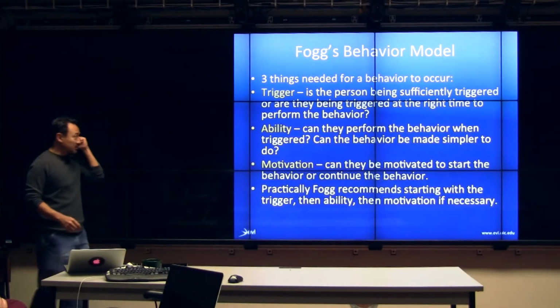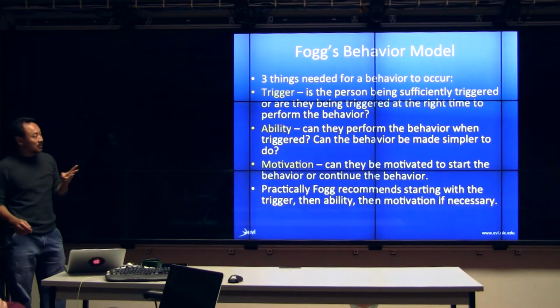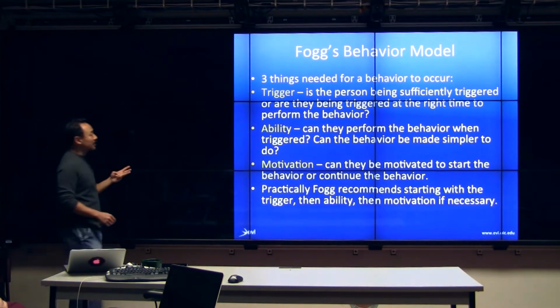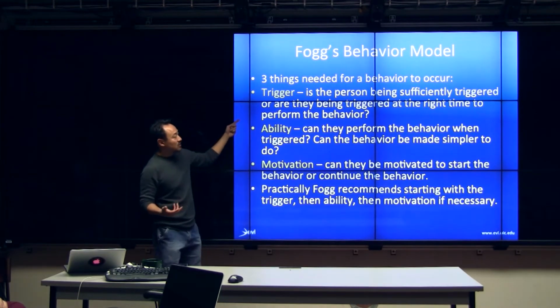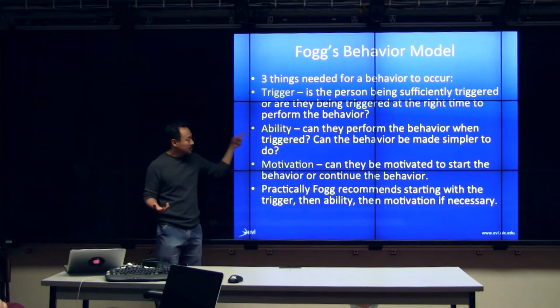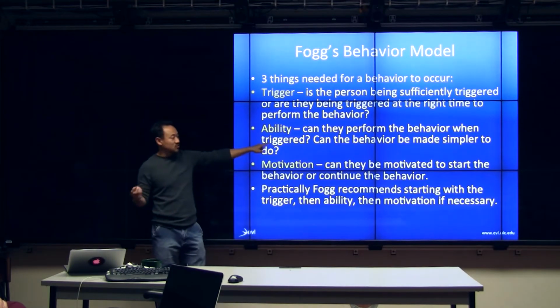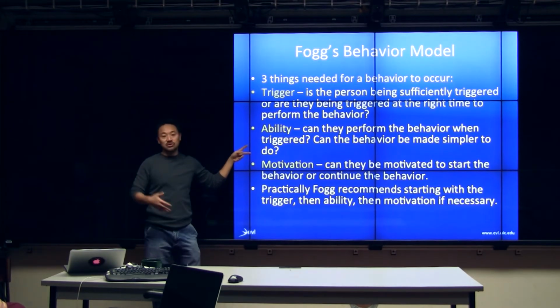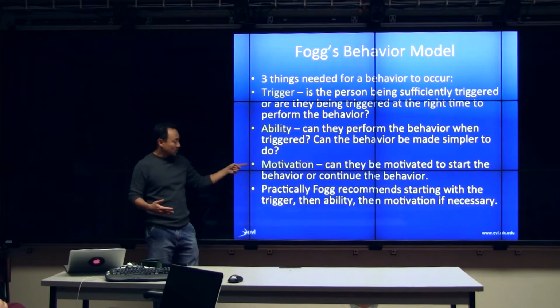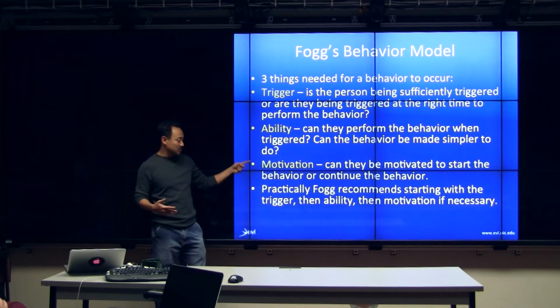So Fogg says that basically 3 things need to happen for behavior to occur. There has to be a trigger, which is: is the person being sufficiently triggered, or are they being triggered at the right time to perform the behavior? They have to have the ability to do that behavior. So can they perform this when this trigger occurs? Or can the behavior be made simpler to do? The third one is motivation. Can they be motivated to start the behavior or continue the behavior?